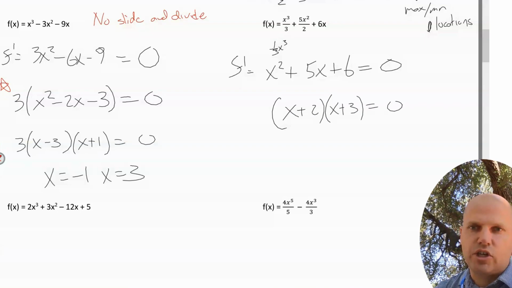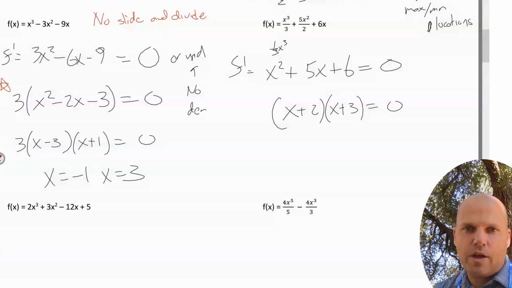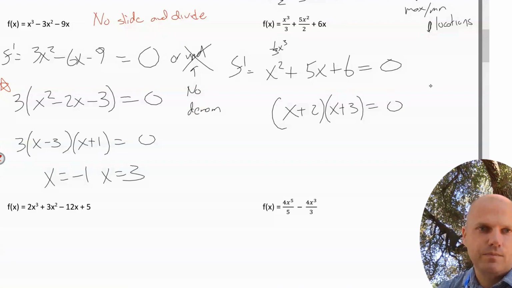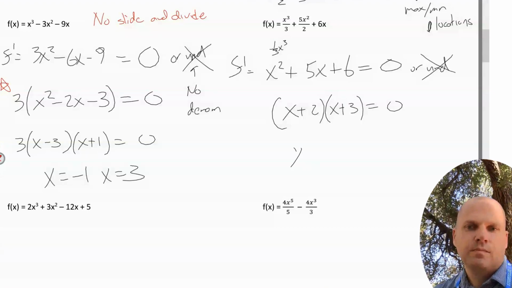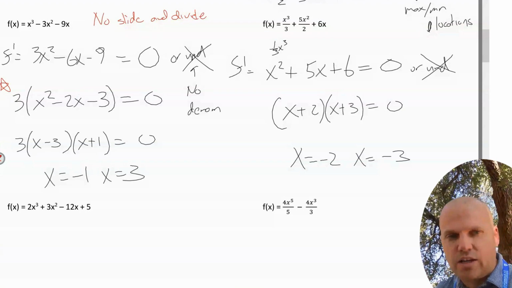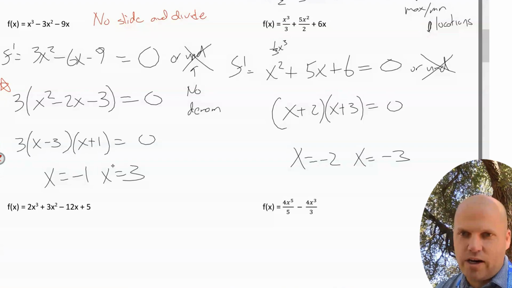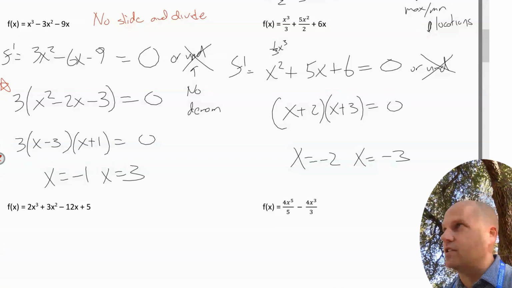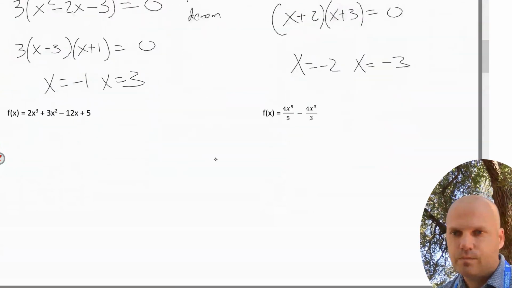I should be checking for undefineds. Now, I don't have a denominator, so I don't have to worry about it. At x equals -2 and x equals -3, f of x is neither increasing nor decreasing. f of x has a horizontal tangent. At x equals -1 and x equals 3, f of x has a horizontal tangent. It's neither increasing nor decreasing. It's a possible max min location.